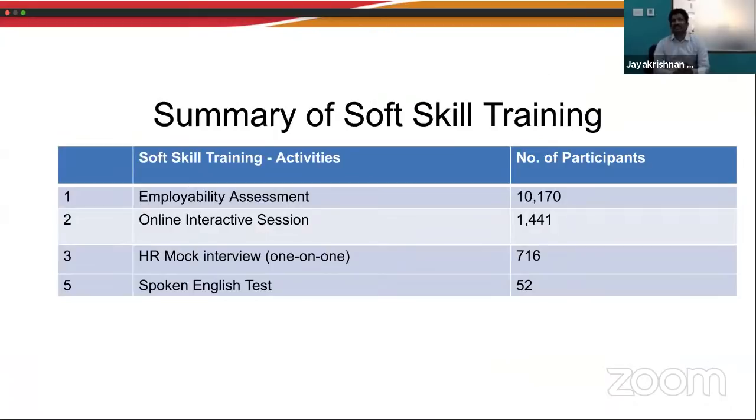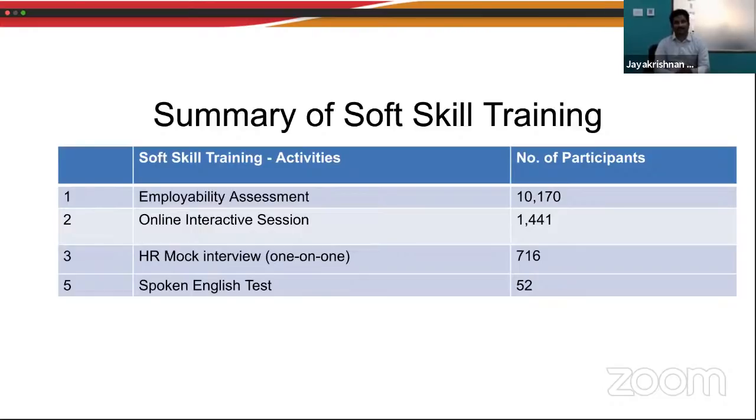And these are some of the updates with respect to soft skill training that is done by NPTEL in the last 9 months. Around 10,000 students have been given employment assessment, and around 1,441 students have been given online interactive sessions. Then around 716 students have been given mock interviews.